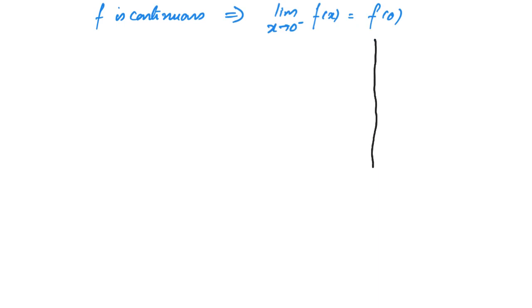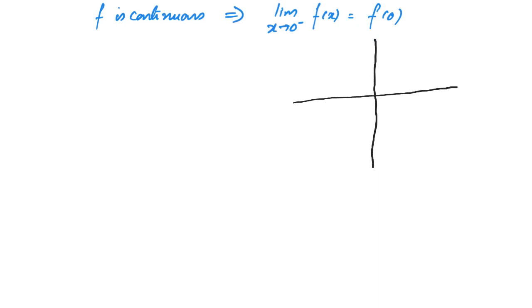Let us repeat. We saw that f is continuous implies that limit x tends to 0 minus f of x is equal to f of 0. But what is so special about 0? 0 is special for the function that we saw earlier, but it's not special in general.